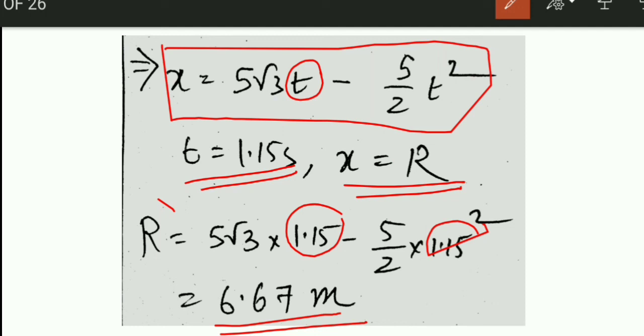So easily we can find out time of flight and range for any projectile. You don't need to remember the formula, just understand how things are coming. So basic understanding is very important. The fundamentals should be strong, then you can solve any problem.